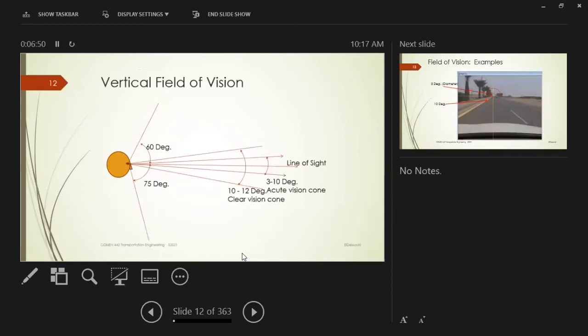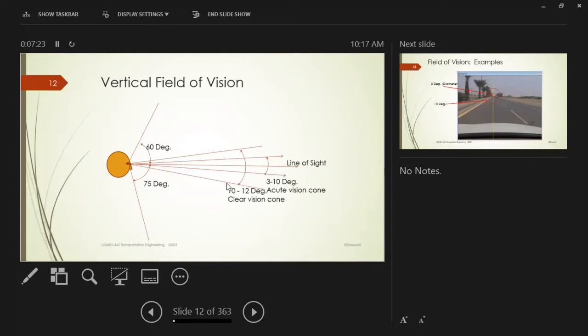First, this figure shows us the vertical field of vision. We can see within 60 degrees up from the horizon and 75 degrees down from the line of sight. And we can see here that we have a line of sight, then there's a small cone from 3 to 10 degrees.